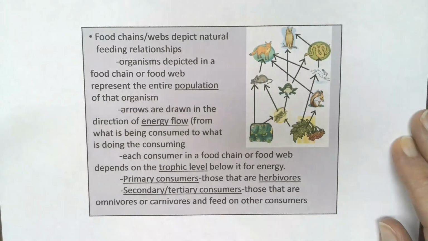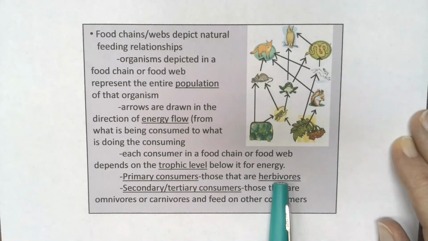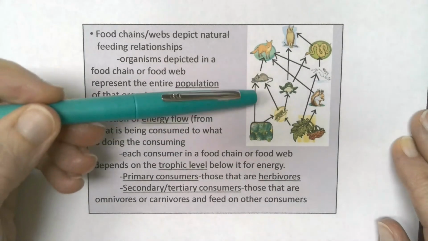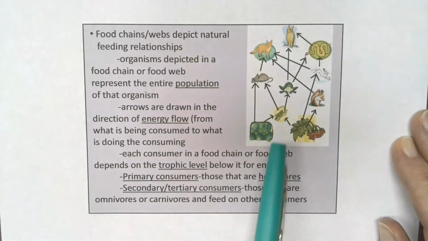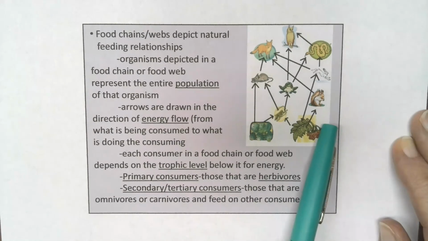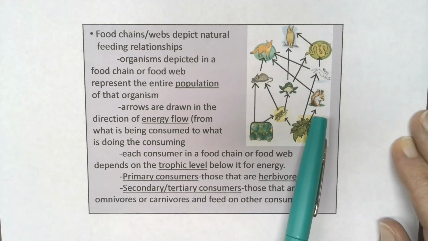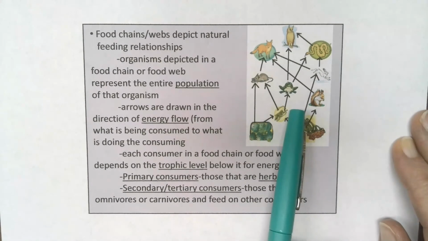Okay, let's see here. So it says each consumer in a food chain or a food web depends on the trophic level below it for energy. Right, your primary consumers are typically going to be herbivorous. They could be omnivores, right, but a lot of them are going to be herbivores. Right, so notice here, the mouse, that's a primary consumer if we follow that food chain. The grasshopper is a primary consumer if we follow 2 food chains. Then we've got the rabbit and the squirrel, which are both primary consumers over here.